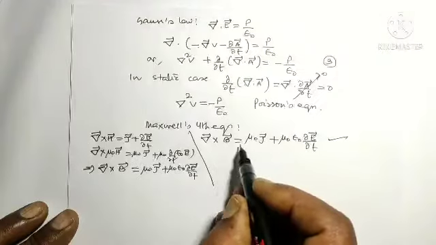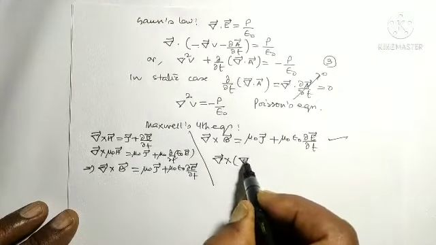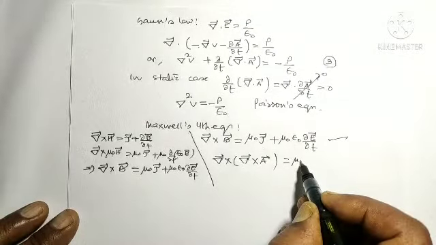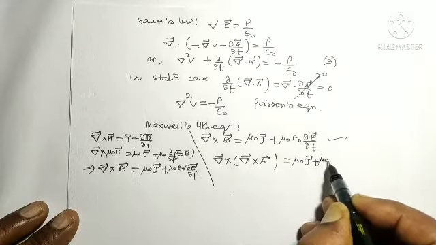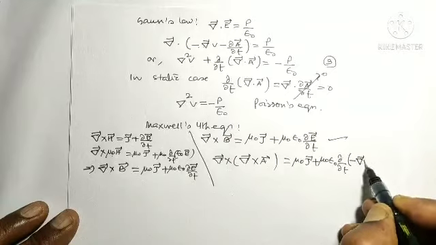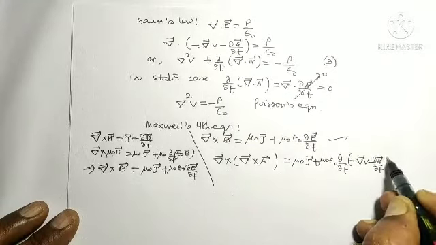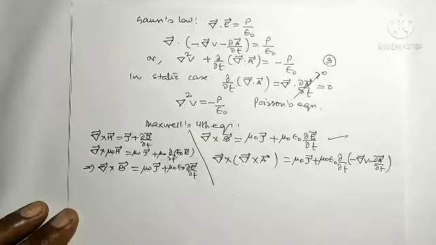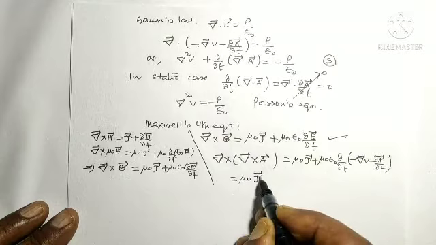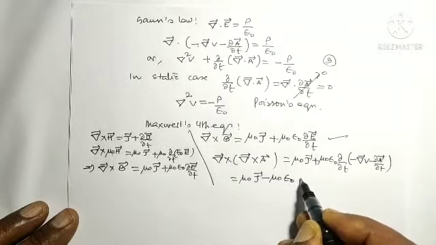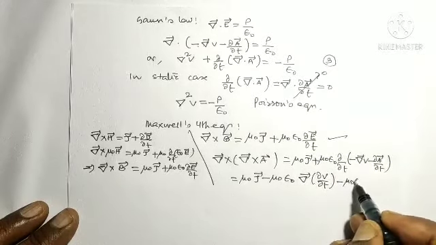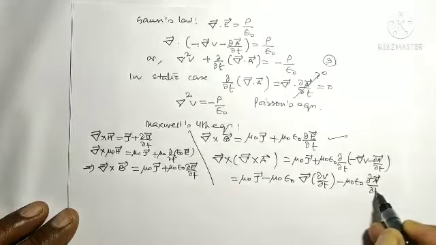So this is Maxwell's fourth equation. Now we put B equals del cross A. So del cross A equals mu 0 J plus mu 0 epsilon 0 del by del t of minus del V minus del A by del t. Now this is equal to mu 0 J minus mu 0 epsilon 0 del of del V by del t minus mu 0 epsilon 0 del square A by del t square.